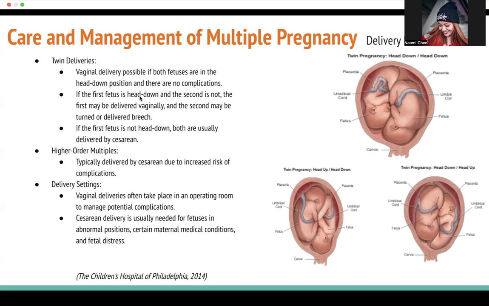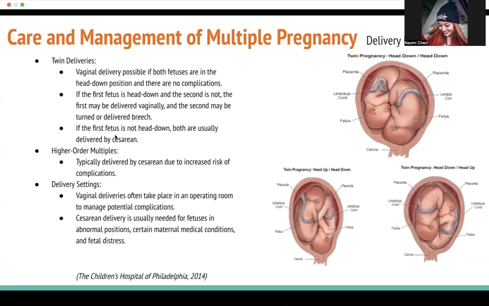If the first fetus is head down and the second one is not, the first may be delivered vaginally and the second may be turned or delivered breech. In this picture on the left bottom, we see twin A, the head is down and twin B is not. So you can still choose vaginal delivery, and hopefully when twin A comes out of your body, twin B will turn head down.